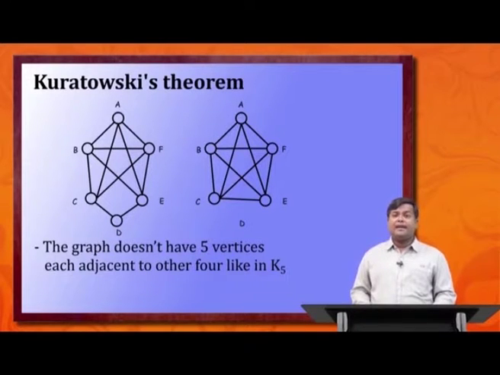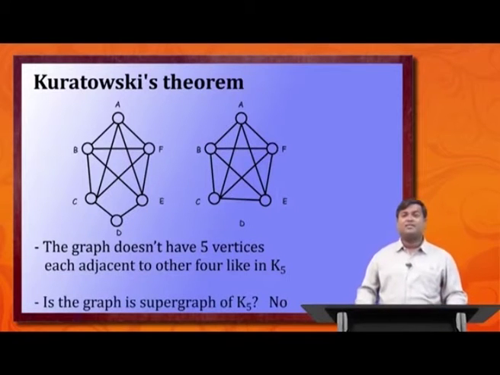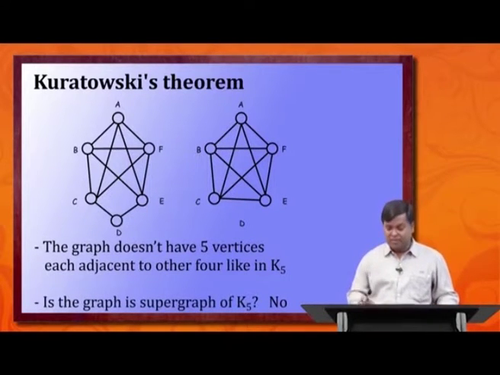because A is adjacent to B, C, E, F, which is correct. B is also adjacent to A, C, E, F, that is also fine. But C is not adjacent to all of them; C is adjacent to A, B, D and F. Since there is no edge between C and E, we cannot say that this is a supergraph of K5. So the answer is no, this is not a supergraph of K5.